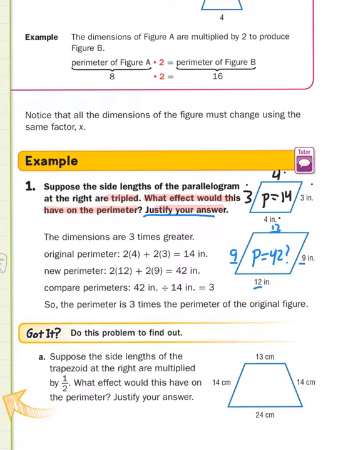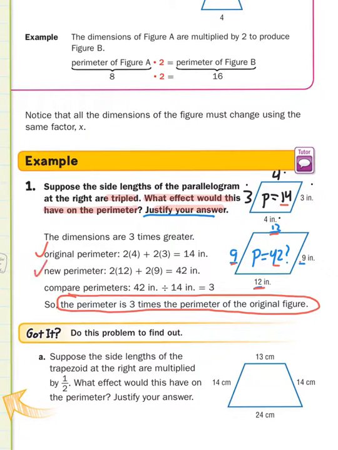Now, let's see how you justify it. What effect would this have on the perimeter? Justify your answer. Here, I'll circle it in red: what effect would this have on the perimeter? The perimeter is 3 times greater than the perimeter of the original figure. So that's that part. Justify your answer? Well, that's kind of what I did on the right. I found the perimeter, and I predicted that 14 times 3 would be 42, and then I proved it. I added up 9 plus 9 plus 12 plus 12 is 42. So that's kind of what they're doing here. They said the original perimeter is 14. The new perimeter should be 42.